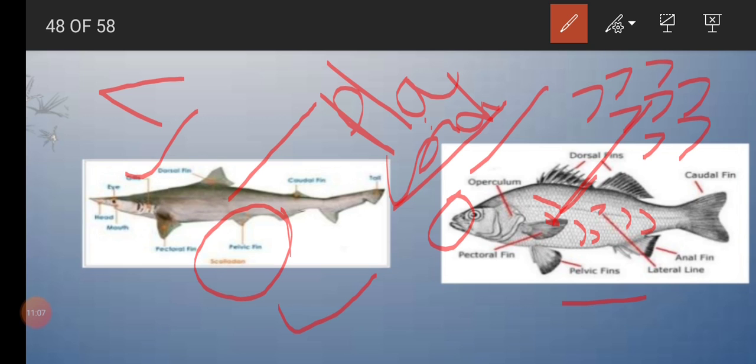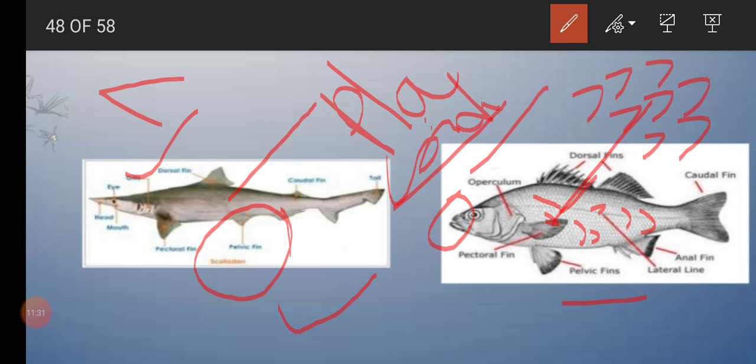Here the placoid scale is a very important characteristic of Chondrichthyes. It is very tough and very minute. We can't see the structure of a placoid scale, it is a very, very minute scale. So that is why they are called placoid. So what is the definition of placoid? Very minute scales.